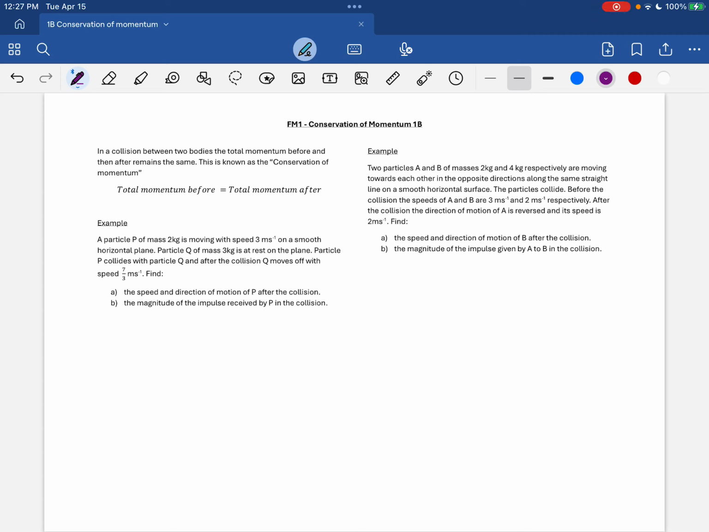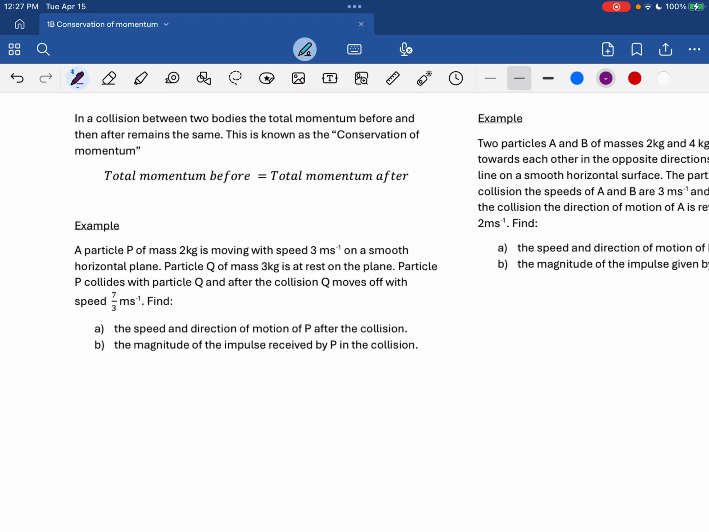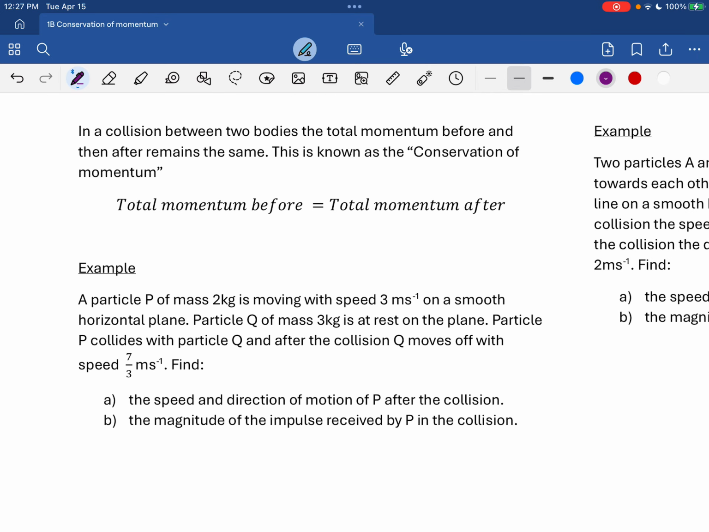Right, so we're going to be looking at exercise 1B in this further mechanics module. We're going to be looking at using conservation of momentum to work out problems. Conservation of momentum is basically the idea that whenever you have a collision, momentum is conserved. So the total momentum of the bodies before the collision will equal the total momentum after the collision. You don't lose any momentum. And that's the idea that we're going to be using to solve these problems.